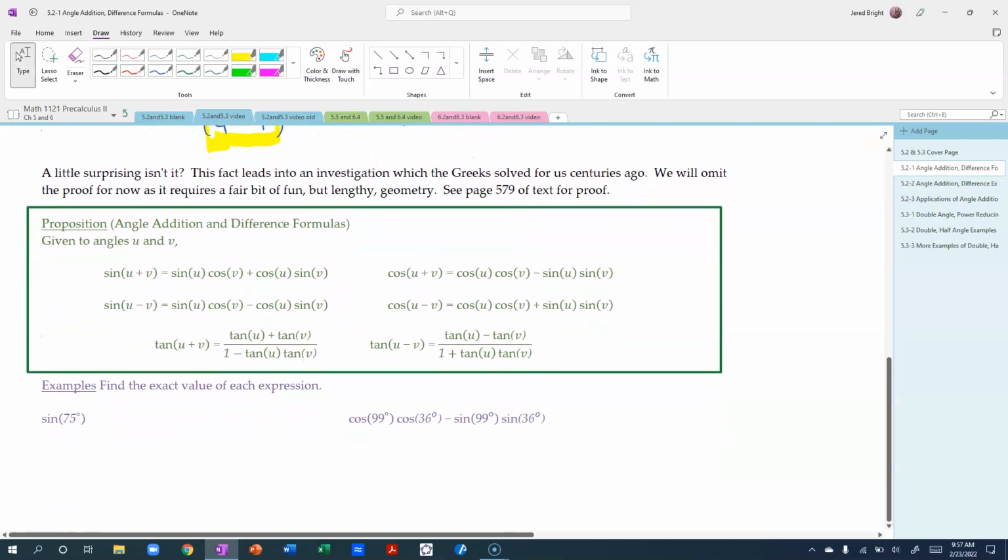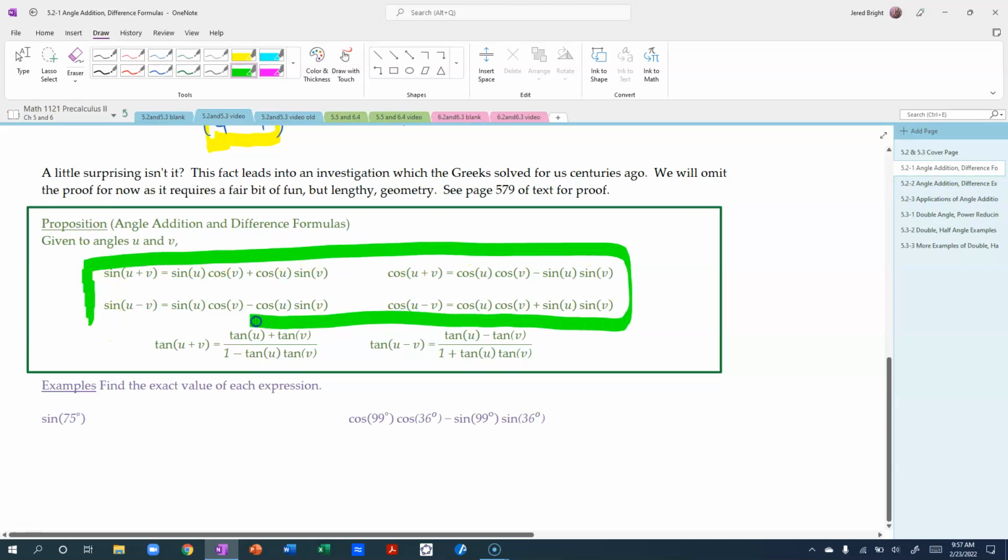So you will want to get these down. They are on our class formula sheet. In particular, make sure to get the first two rows down. Those are actually pretty useful. The tangent formulas, yeah, they're a thing, and make sure to jot them down. We don't use them that often.